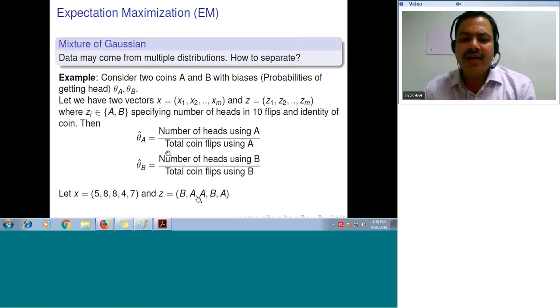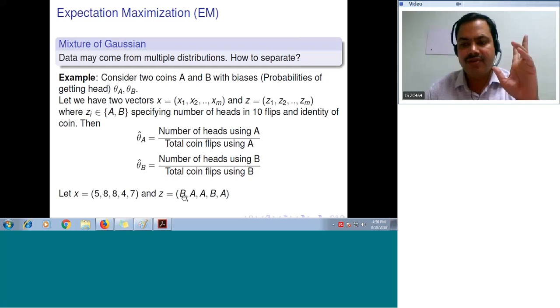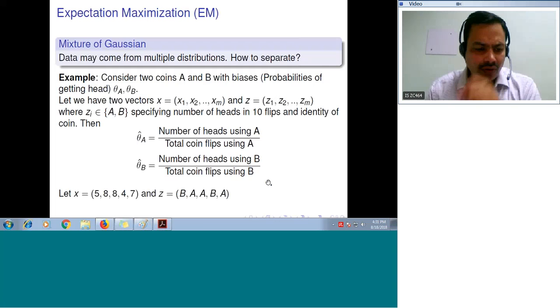Can anybody help me find out for B what the probability of getting heads is? How many times have I used coin B? 20 times only. And how many heads did I get? 5 plus 4, it is 9. So 9 by 20 is the probability. You understood this? Okay.